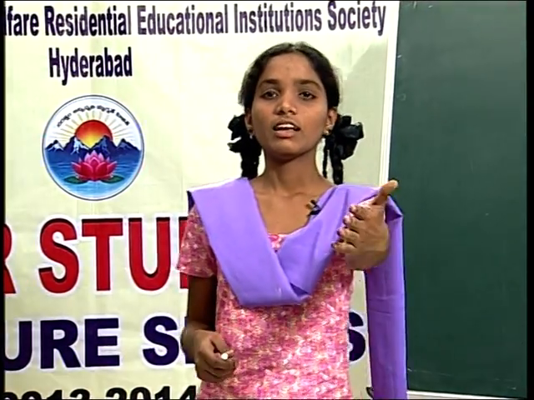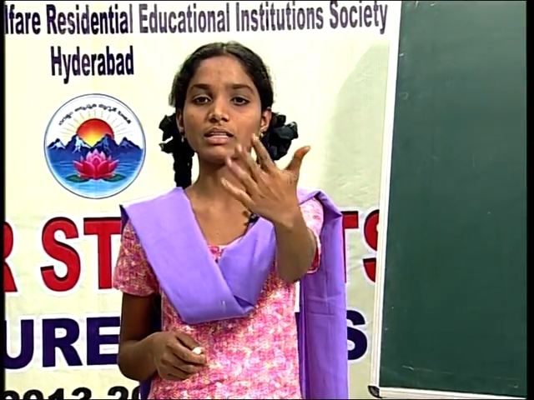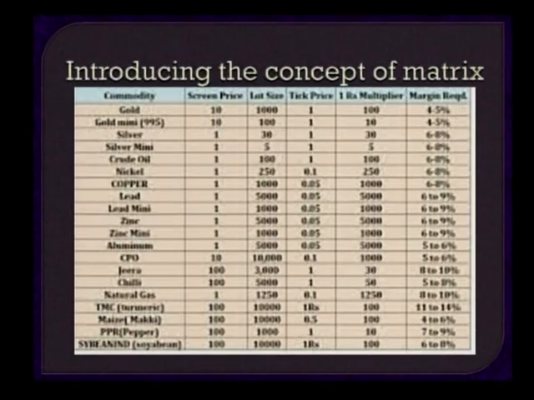See here, there are different types of commodities and their prices. They are arranged in rows and columns. Have you observed anytime your progress report? In that, how are the marks arranged? They are arranged in rows and columns.